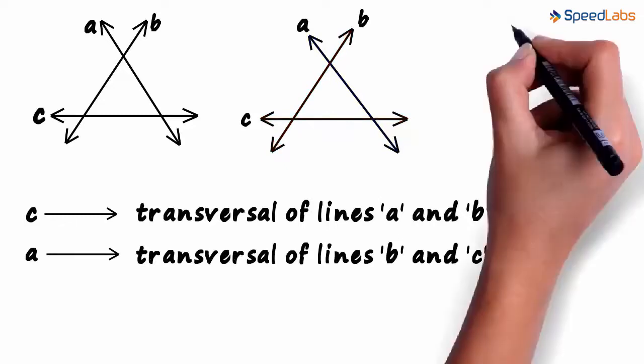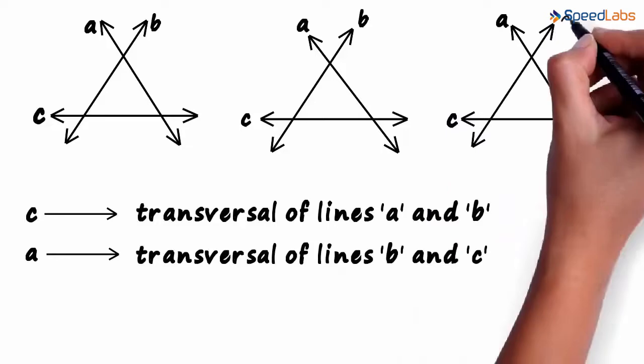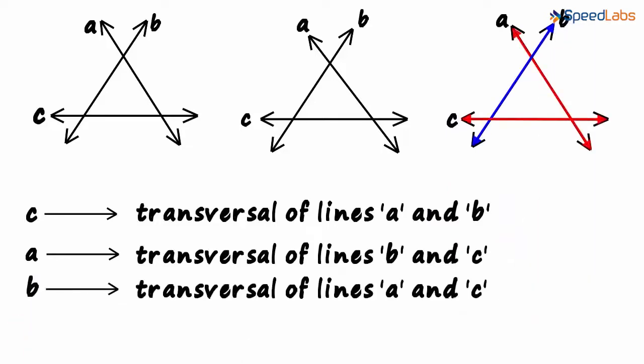And if we have lines A and C drawn like this and line B that cuts through them, then line B is called the transversal of lines A and C. It just depends on the way you look at it. So in this triangle-like figure, where three lines intersect, each line is a transversal of the other two lines.